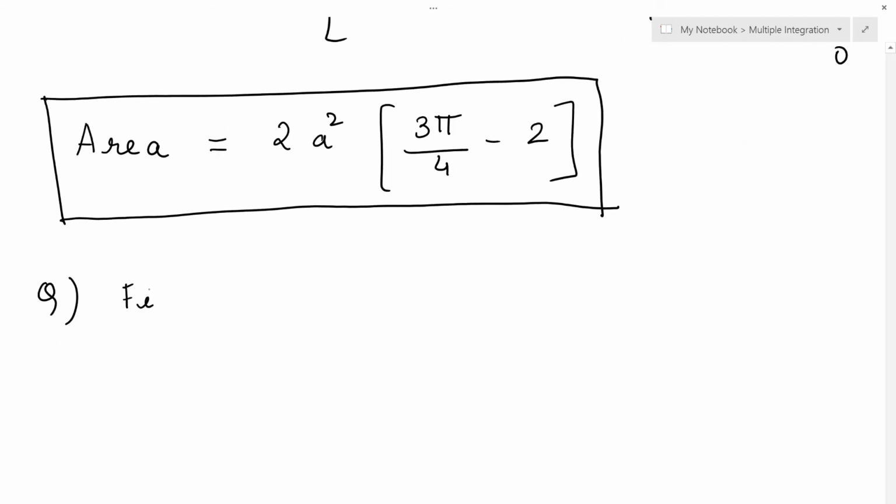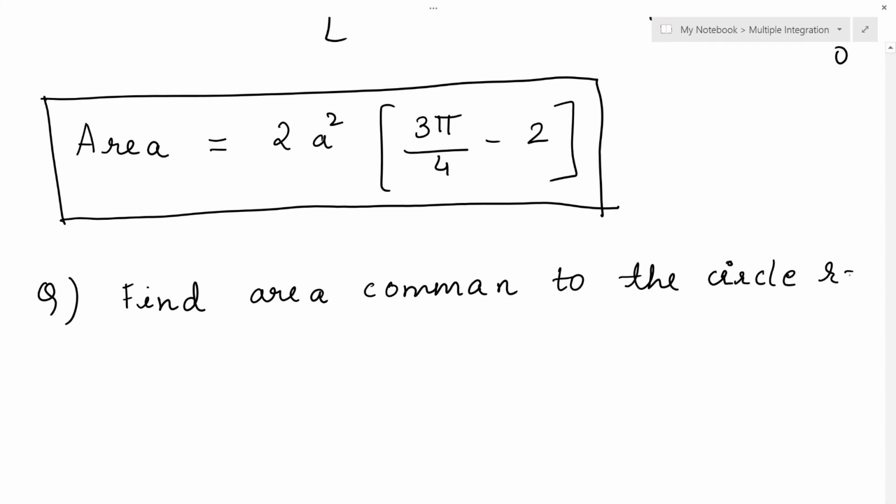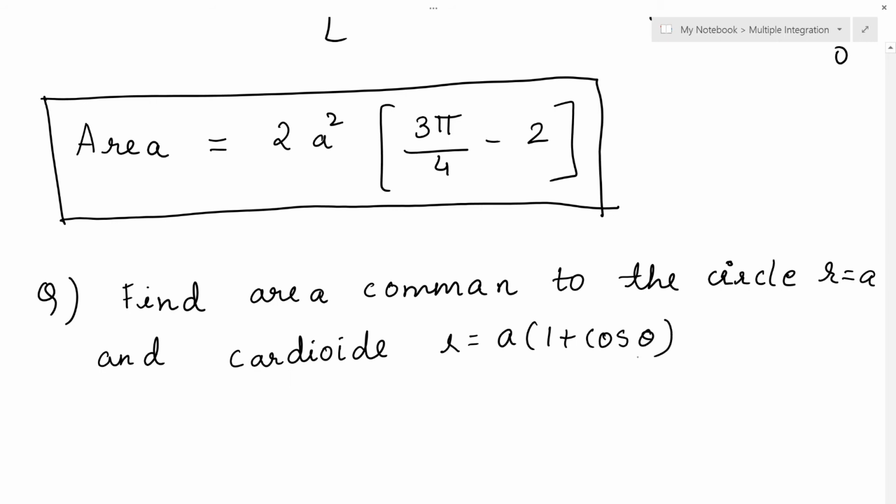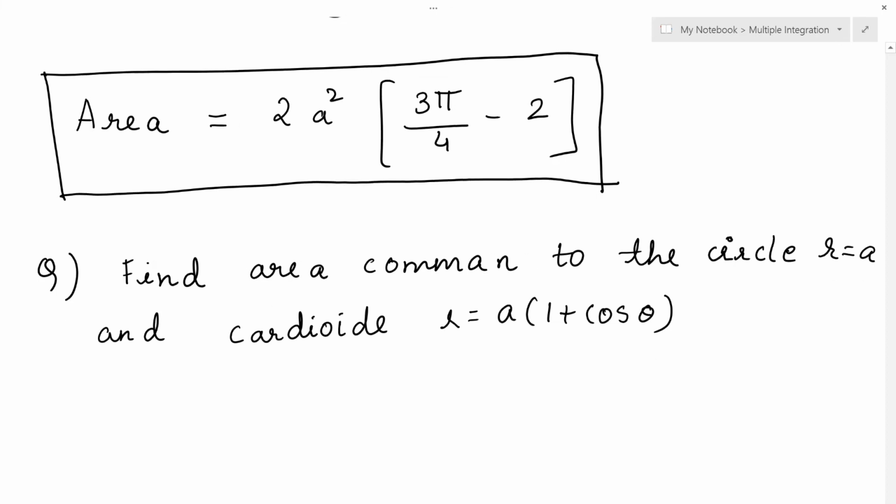Similar type of example. Now we'll find the area which is common to the circle, r is equal to a, and the cardioid r is equal to a into 1 plus cos theta. So you have to draw both the curves and you have to find the common region of the cardioid and the circle, and you have to check the symmetricity as well.